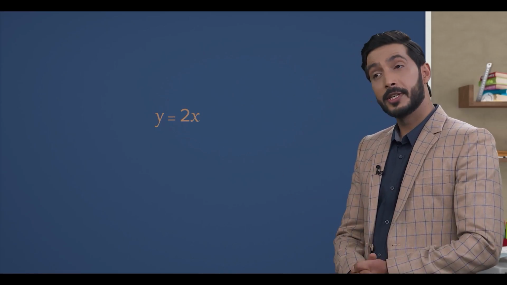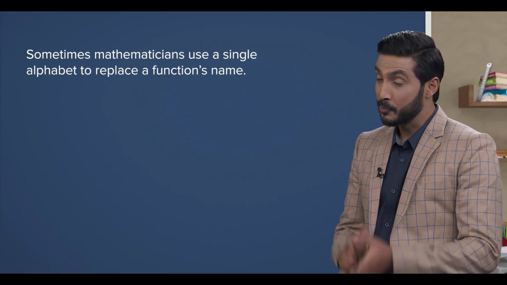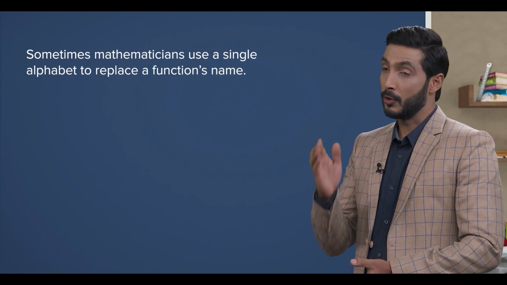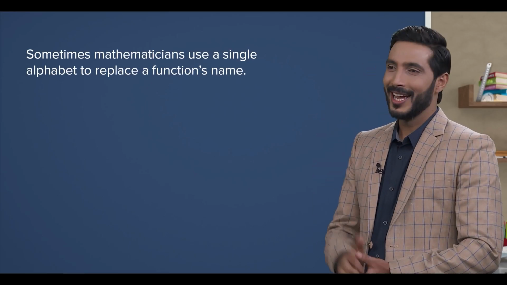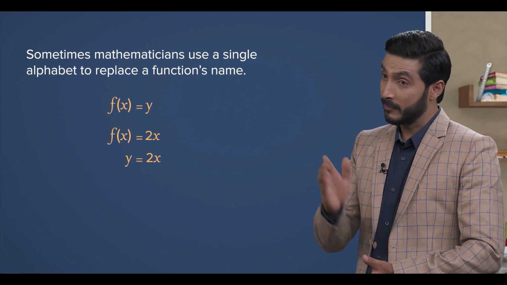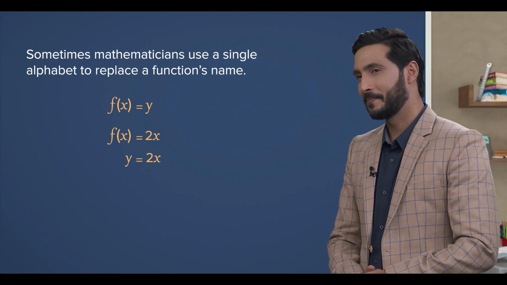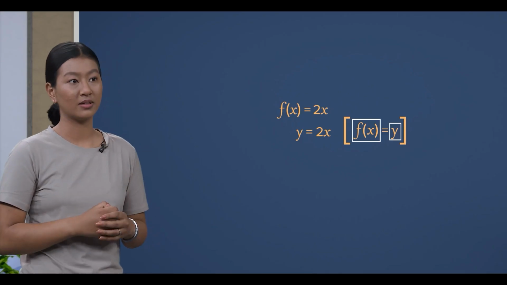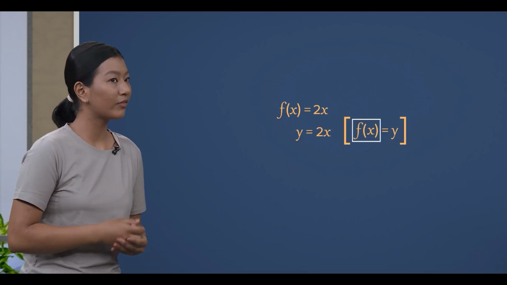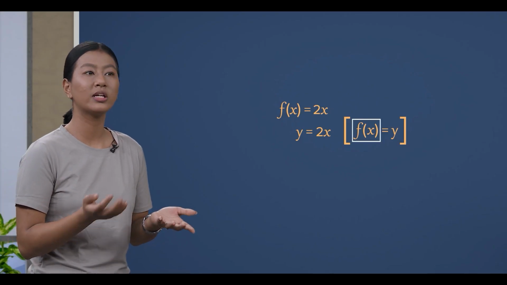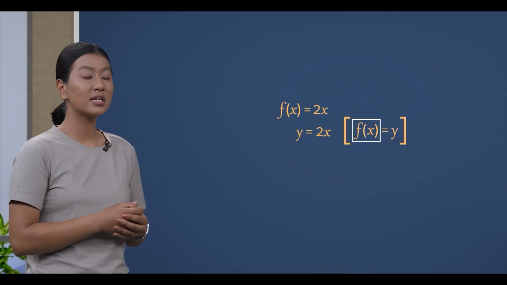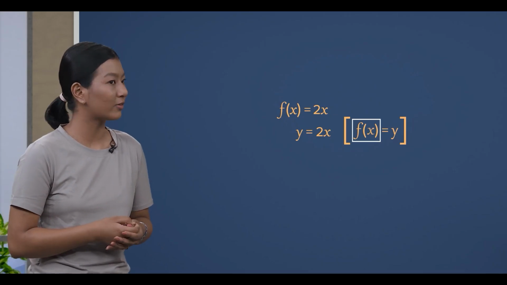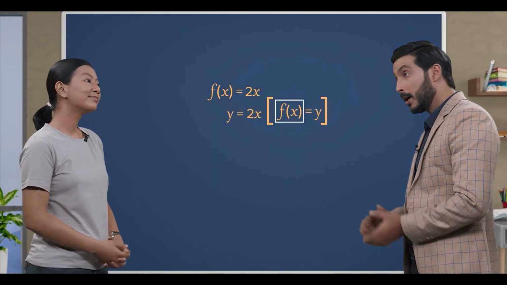We mathematicians can be quite lazy and sometimes we use a single alphabet to replace a function name. So in this case, y is equivalent to f of x. I understand that f of x and y can be used interchangeably. But generally, f of x is preferred because we can directly know from the representation what the input variable is, right? That's right. In addition, mathematicians have given names to both the input and output set.